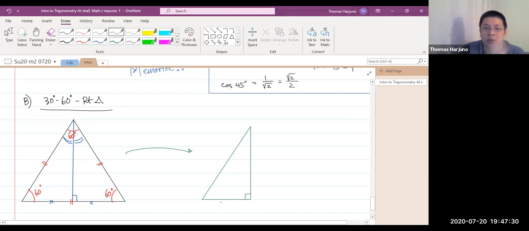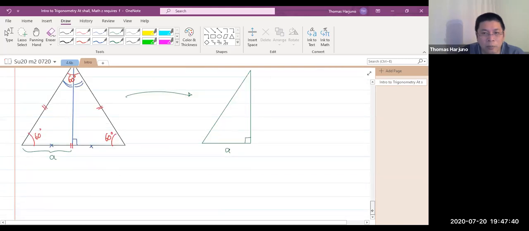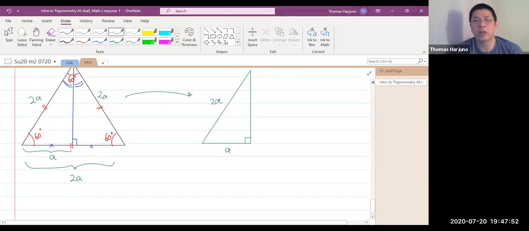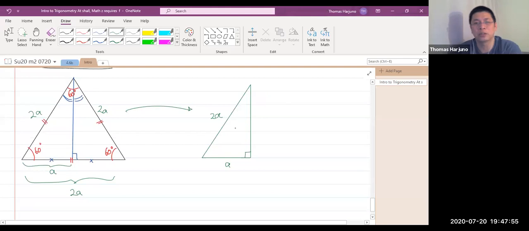Suppose this part here is A. Because that A is the dissected one, then this whole part here is 2A. Therefore, this is also 2A. Then when you use Pythagorean theorem, you will see that this side here will be A square root of 3. You can try it. A squared plus B squared equals C squared.